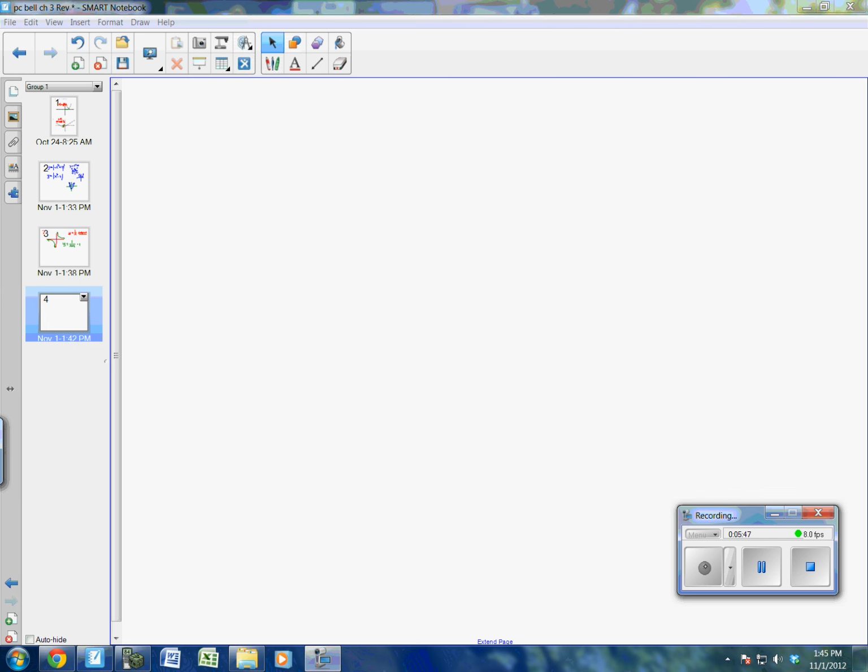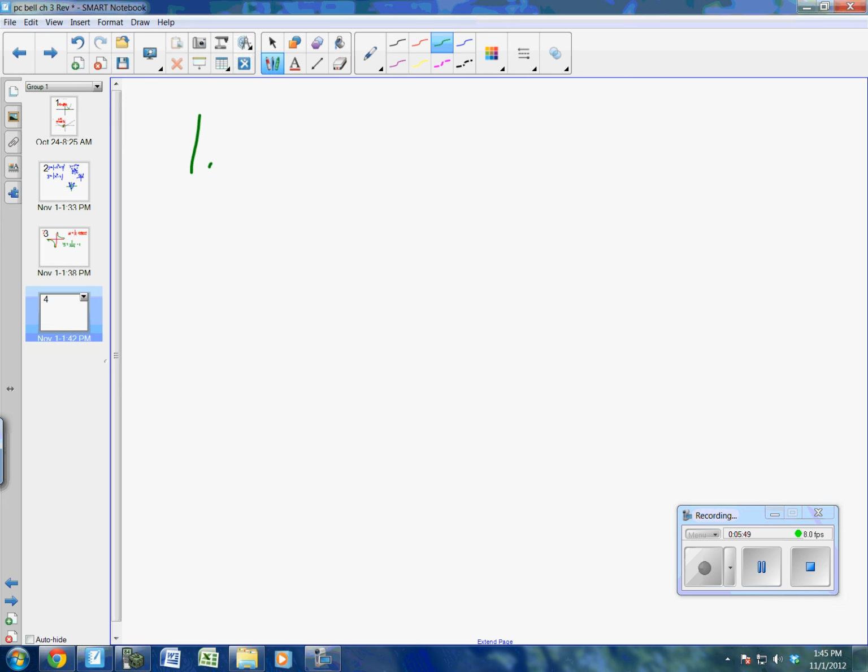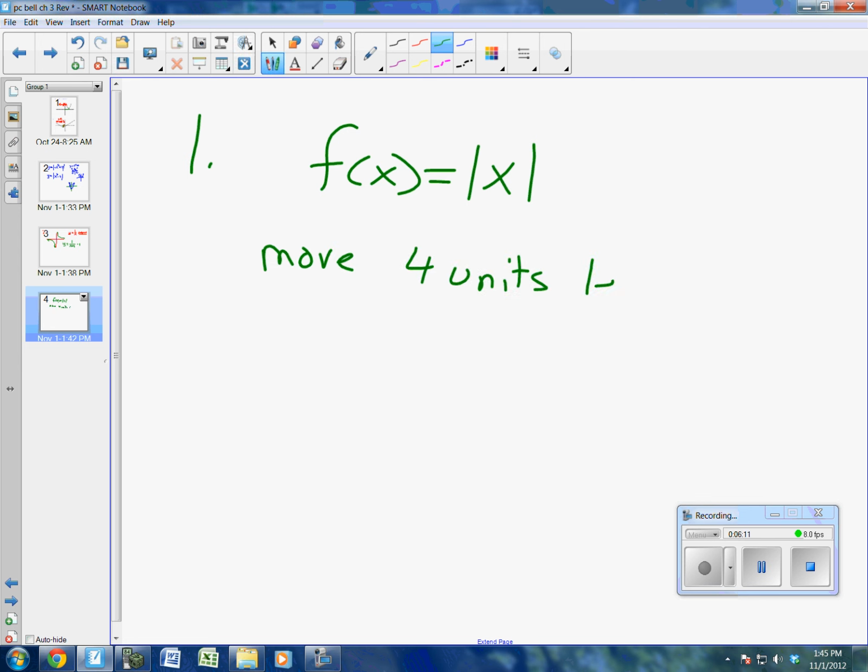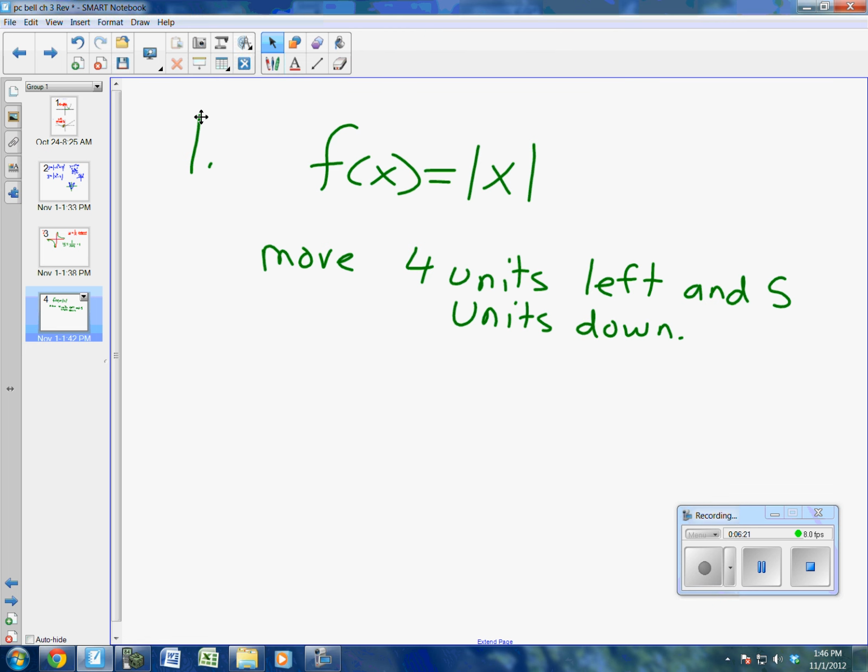Here we go. If you wanted to move this function, f of x equals, let's see, let's go the absolute value of x. If you wanted to move this function 4 units left and 5 units down, what would be the new equation? Write it on your board.